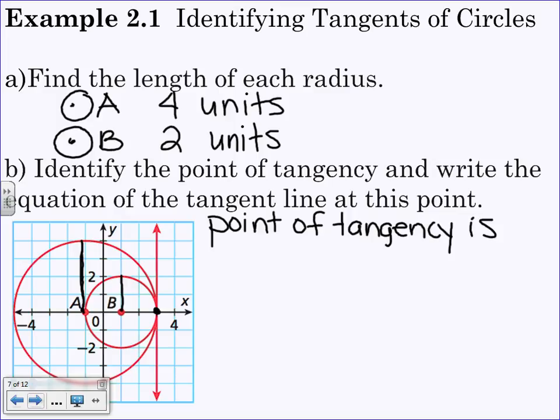Okay, so when we name the point of tangency in the coordinate plane, we name it as an ordered pair. So we want to name it (x, y). Also remember, we identify that our point of tangency is right here. It's the point where our two circles meet, as well as where this line meets the circles.